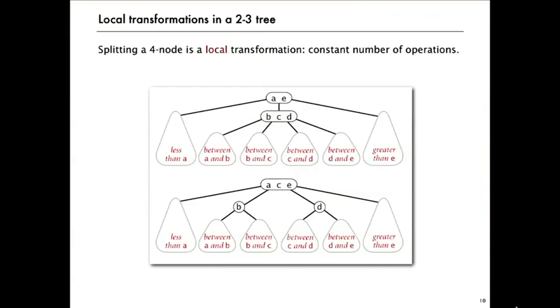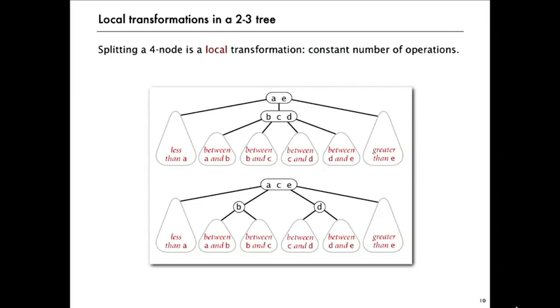All right, so as I've mentioned, and this diagram shows, splitting a 4-node in a 2-3 tree is a local transformation. It only involves changing a constant number of links. This example shows the general situation when the 4-node to be split is the middle link, but the same is true if it's a left or right. And those 6 subtrees drawn could be huge. They can contain millions of keys, but it doesn't matter what they contain.